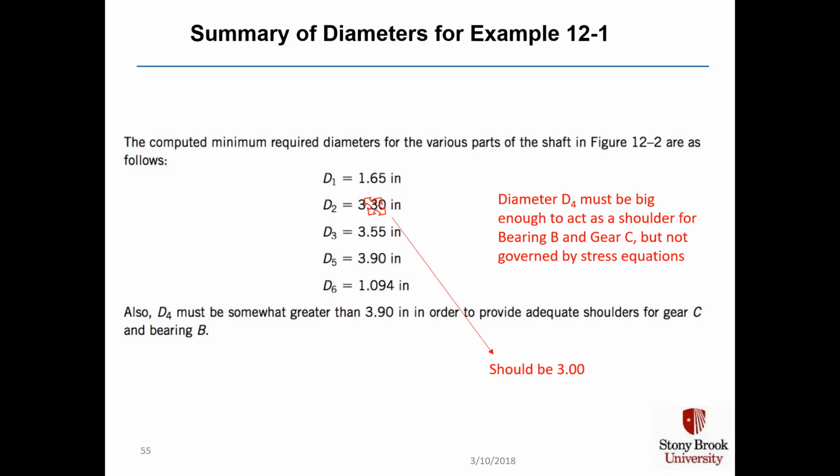When we summarize the diameters, you notice that we have 6 diameters, but only 5 were calculated based on our equations. Diameter D4 must be big enough to act as a shoulder for both bearing B and gear C, which means that it has to be a larger diameter than both D3 and D5. It'll likely be somewhere in the order of 4.25 to 4.5 inches, but the exact selection of diameter D4 is going to depend on what bearing we supply and the details of the hub for the gear that's supplied. We'll get more into that in Chapter 14.